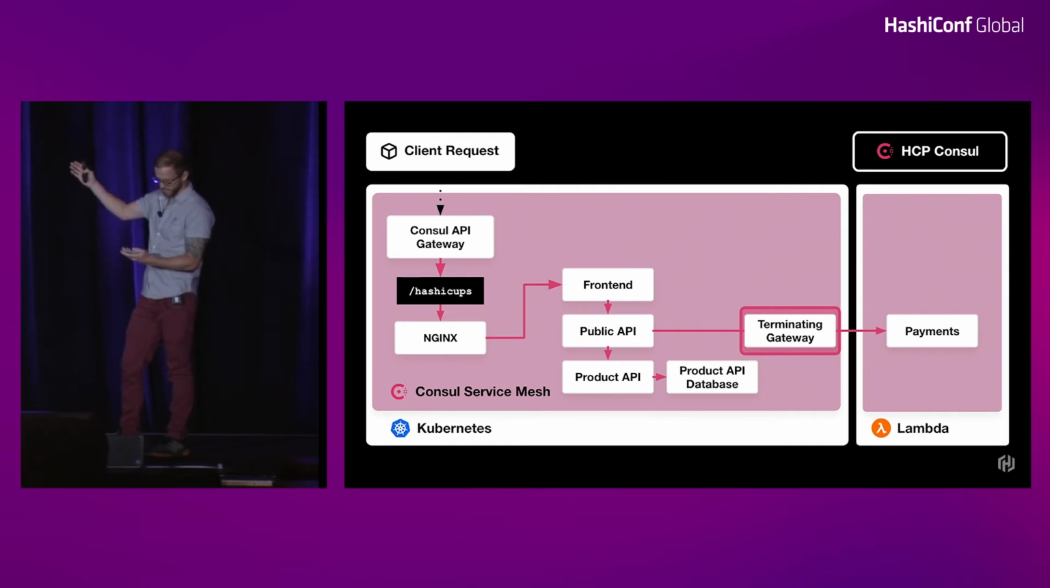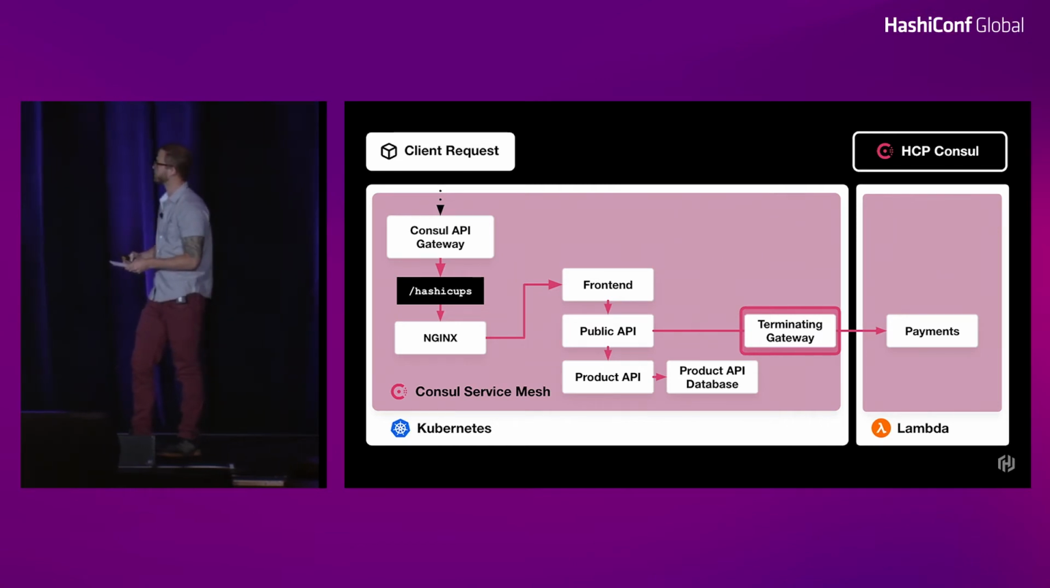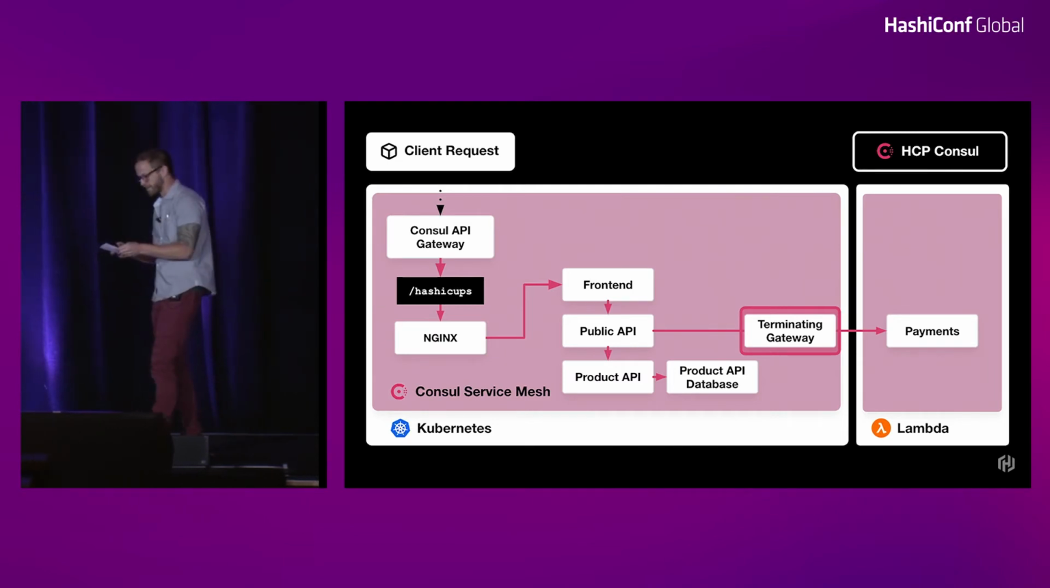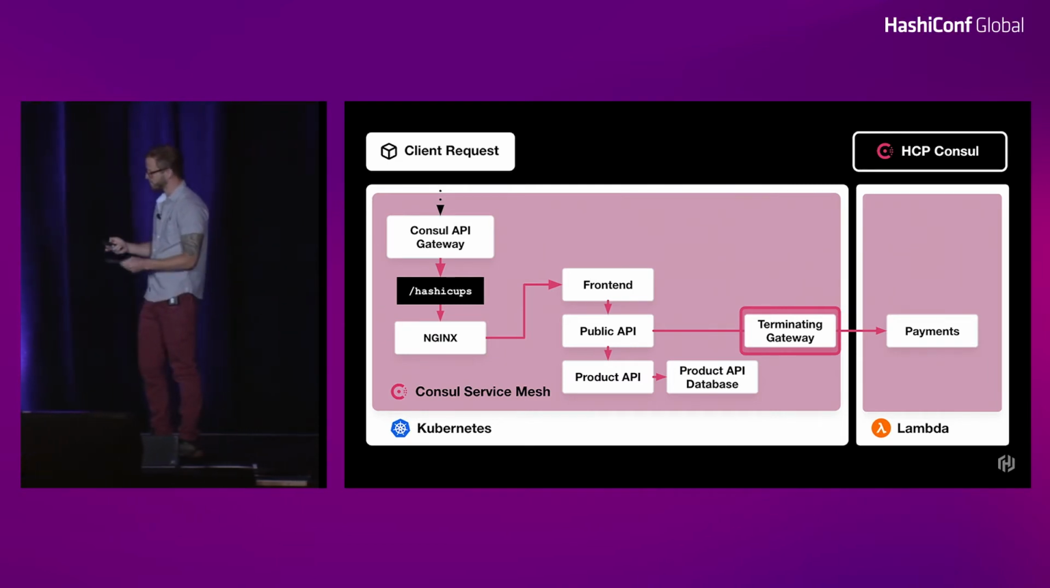All right, so once this is set up, we're then going to tell Consul to direct the traffic. How do we tell it to direct the traffic? That's when we get into service splitters.